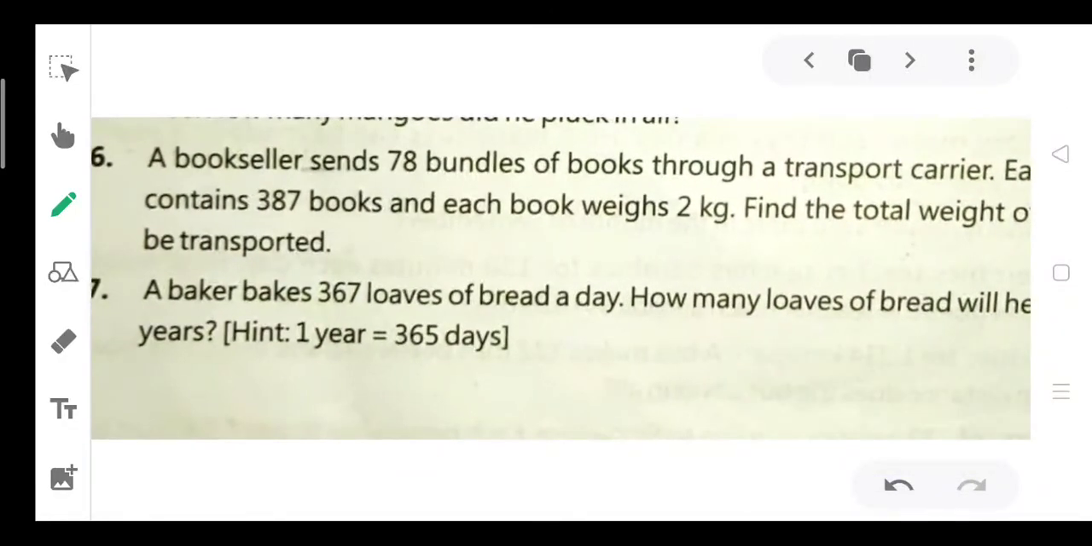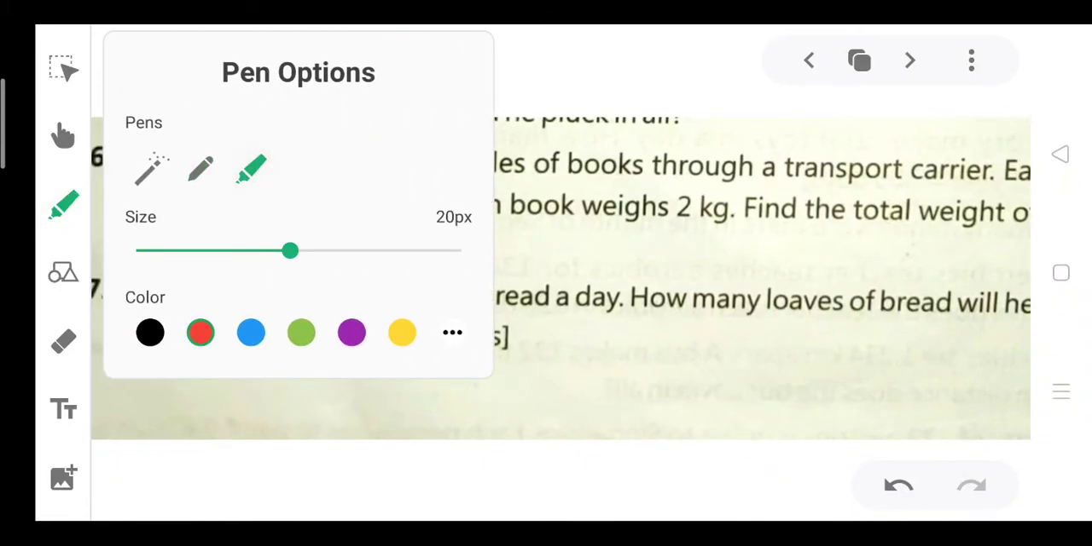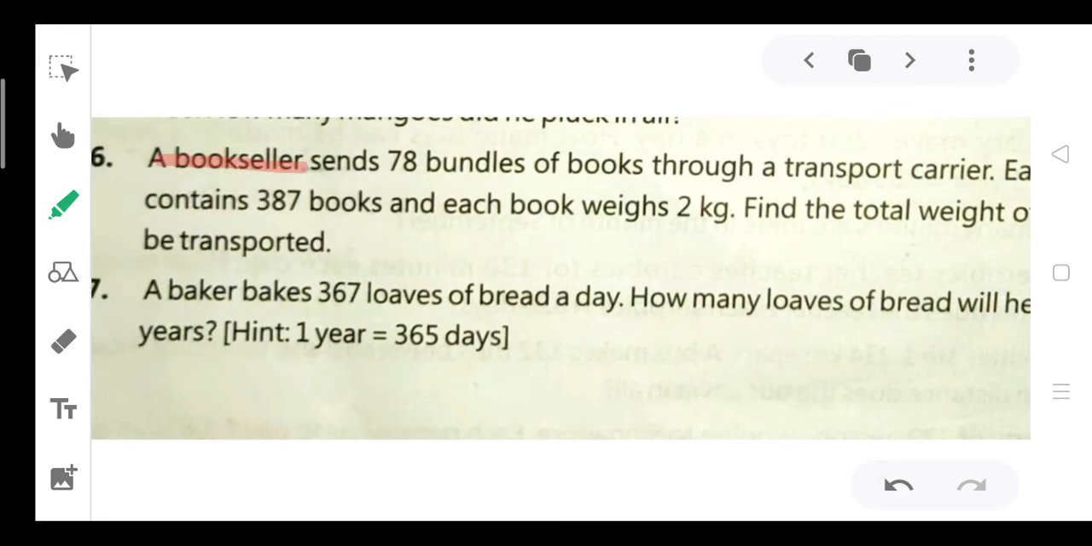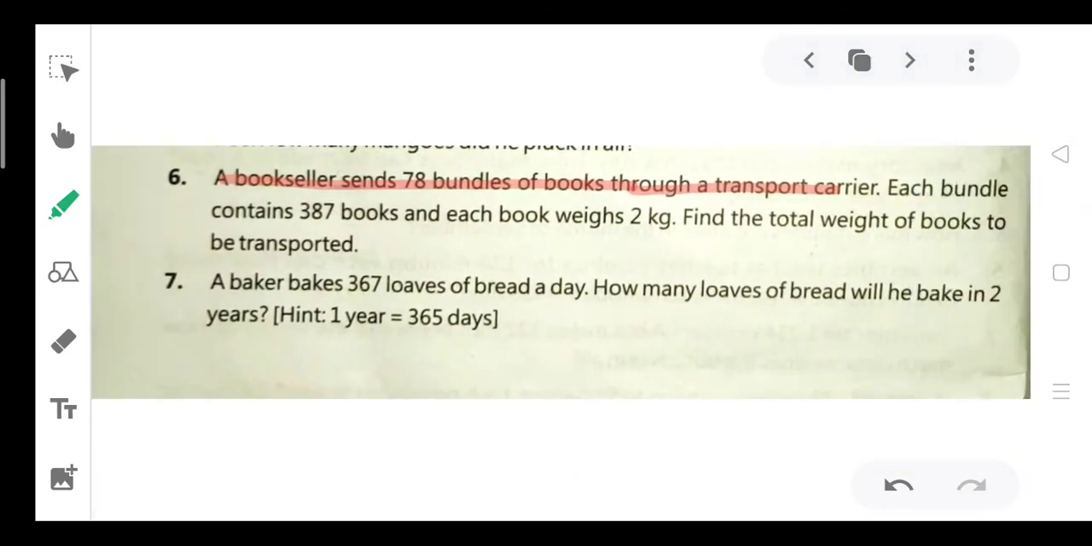A bookseller sends 78 bundles of books through a transport carrier. So it comes to your mind that one bookseller is there and he sent 78 bundles of books. Each bundle contains 387 books, and in every one bundle there are 387 books, and every book weighs 2 kg. Find the total weight of books to be transported.